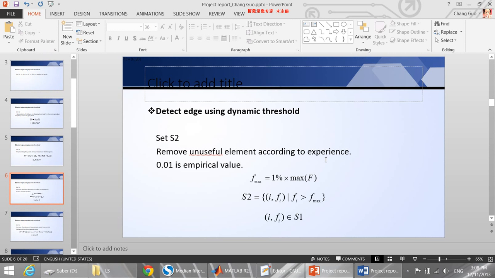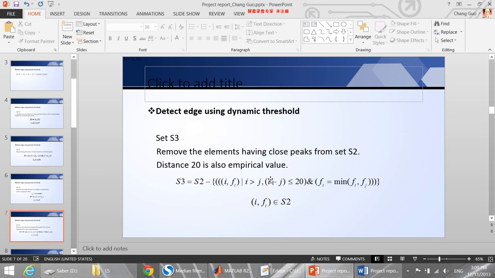For S2, it removes unuseful elements according to experience. The frequency of each element in S2 is higher than 1% of the maximum frequency Fmax in the set F. This 1% is an empirical value, resulting from many experiments computing the various gradual intensity changes from 2 level to 9 level.